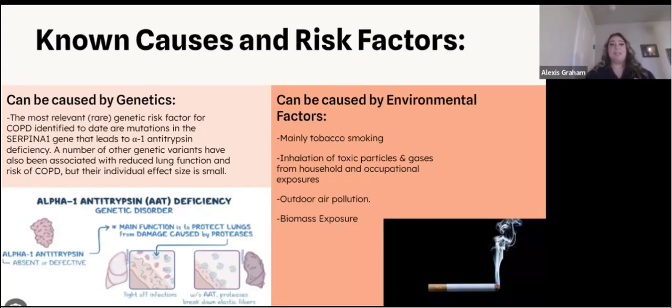So this alpha-1 antitrypsin deficiency is basically something that you have present at birth, and it is genetic. So basically genetic COPD. And then environmental factors that can cause this would be mainly tobacco smoking, inhalation of toxic particles and gases from household and occupational exposures, outdoor air pollution, and then biomass exposure.